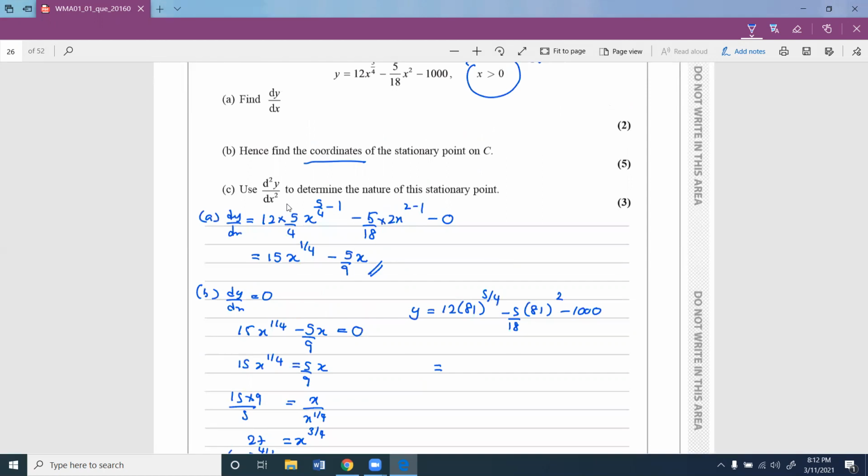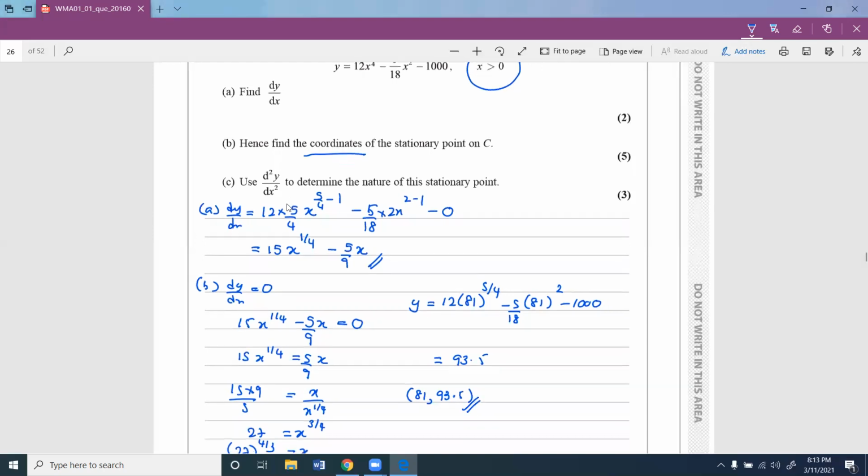12 times 81 to the power 5 over 4, minus 5 times 81 to the power 2, divided by 18, minus 1000. That is 93.5. Therefore, the coordinate you can write: x coordinate is 81 and y coordinate is 93.5. That's the coordinate for that.